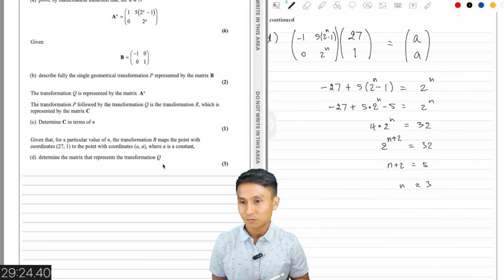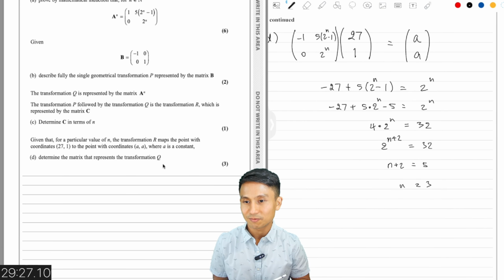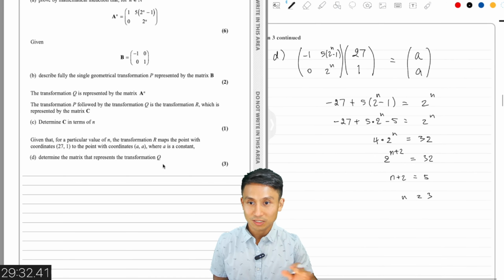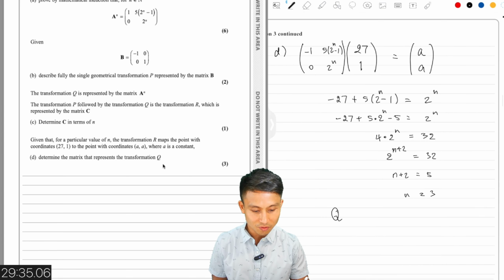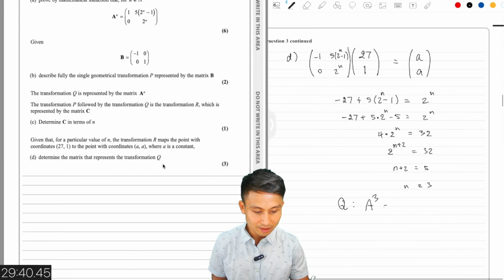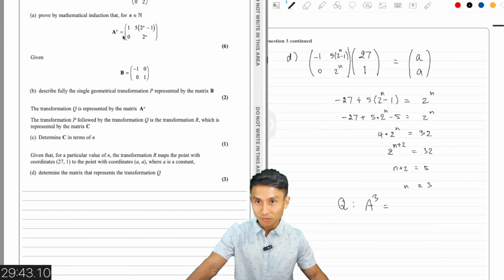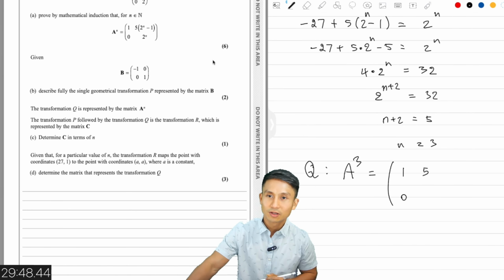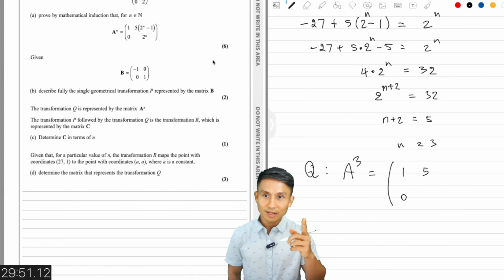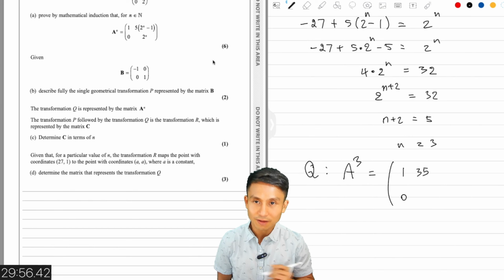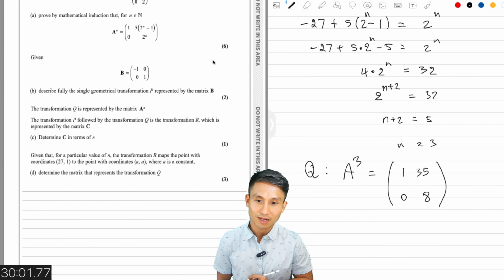We found it. So, determine the matrix that represents transformation Q. Now Q is A to the n, so n is 3. That means Q, which was the matrix A to the n, is A to the 3 instead. We're going to use the formula here for A to the n, which will be 1, 0, 5. So we plug n equals 3 in there, we get 8. 8 minus 1 is 7. 7 times 5 is 35. And 2 to the 3 is 8 as well. So that's going to be the answer there.